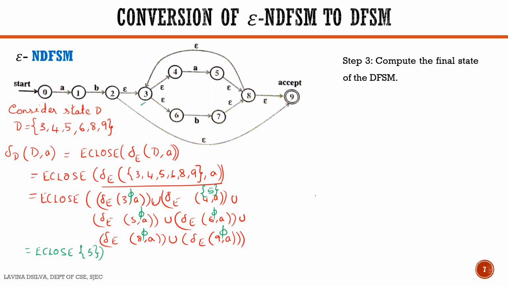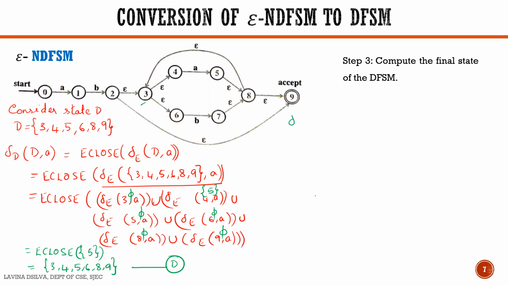Now, E close of state 5 we have already seen in the previous calculations. That is equal to 3, 4, 5, 6, 8, 9. This is actually state D itself. Therefore, we will not rewrite or rename it.